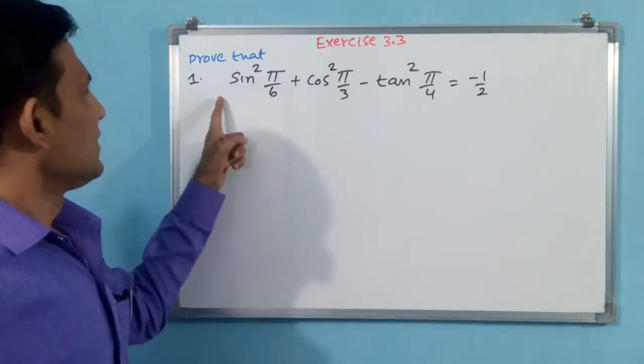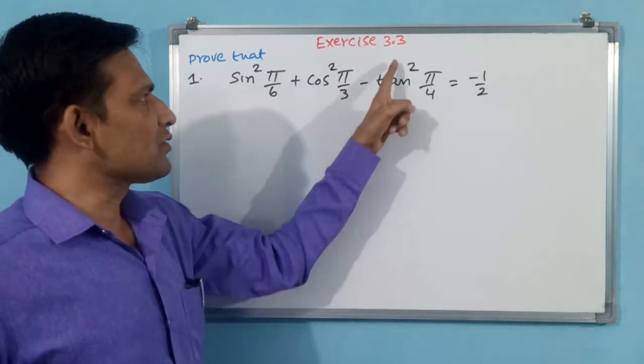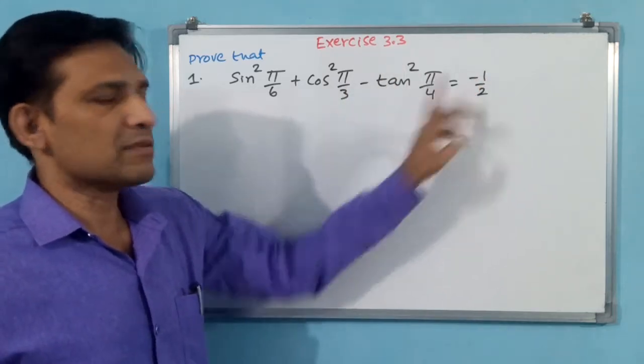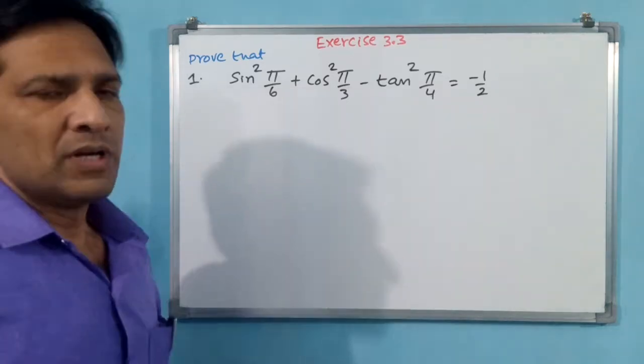Prove that sin square pi by 6 plus cos square pi by 3 minus tan square pi by 4 is equal to minus 1 by 2. This we have to prove. Okay, let us prove one by one.